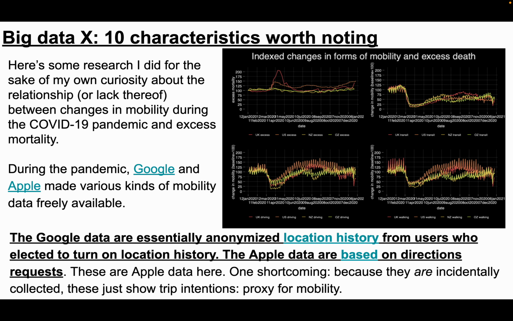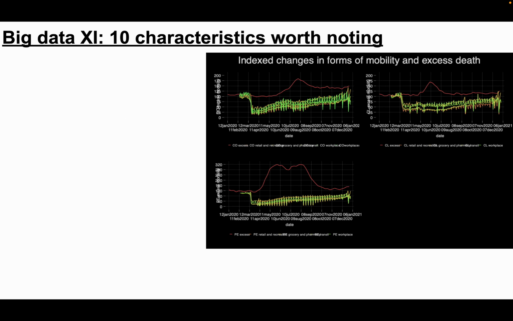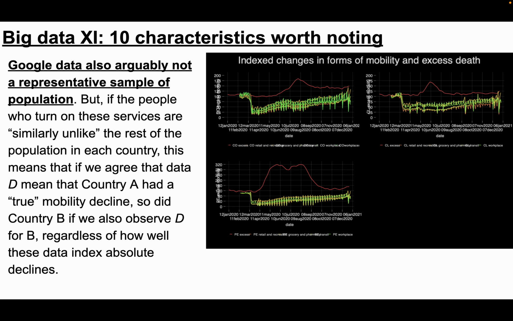But the problem here, the reason I bring this up, is that because these are incidentally collected, they just show trip intentions, but they also might be non-representative in that only users who elected to turn on location history are showing up for the Google case. So this might be a non-representative selection of the population. And also people that have these phones, of course, many people in the United States have and use smartphones, and Google and Apple Maps are 2 of the most popular software applications, probably in world history, but not everyone actually uses them. So just worth noting here. Sometimes you have these problems of representation. And this is stuff that I kind of already said out loud before.